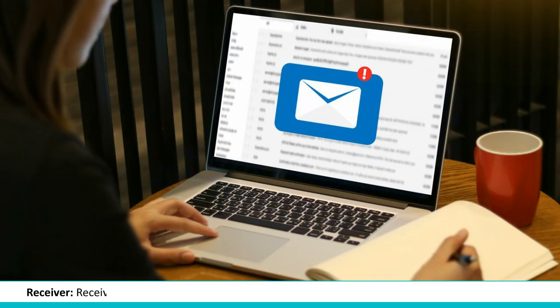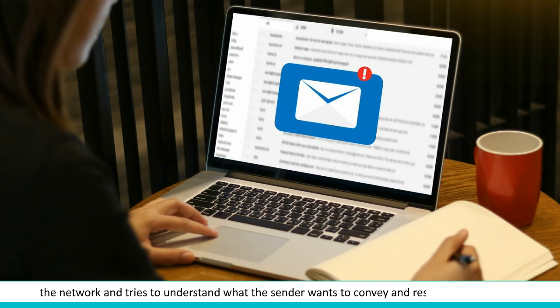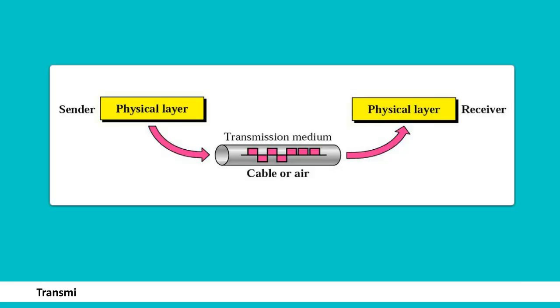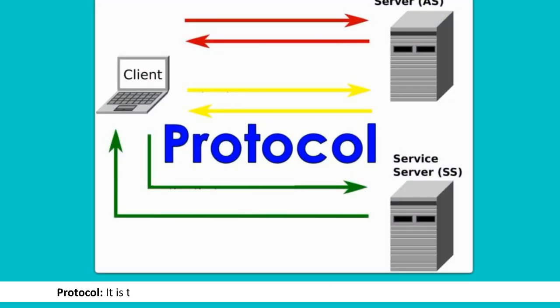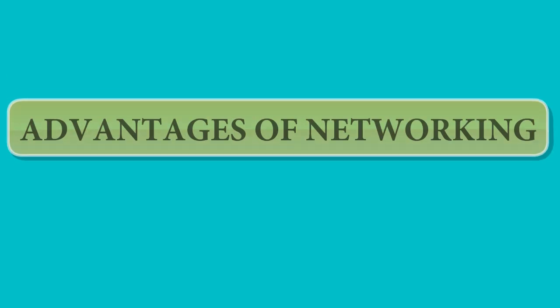Receiver. Receiver is the person or the computer who receives the message sent by the sender across the network and tries to understand what the sender wants to convey and responds accordingly. Transmission medium. It is the communication channel through which the message is transferred from the sender to receiver on the network. Protocol. It is the standard set of rules used by two systems to communicate message across the network.